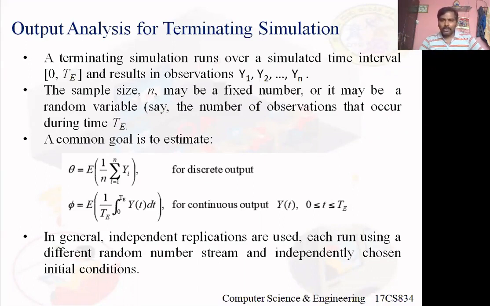Now, this n can be fixed or maybe a random variable. What you should not get confused about is how the sample size n may be fixed or random. Let me tell you, there are two ways of simulating. In the first case, I want to run the simulation for n customers. In my mind, I fix that as soon as the nth customer arrives at the bank and departs from the bank, I terminate the simulation.